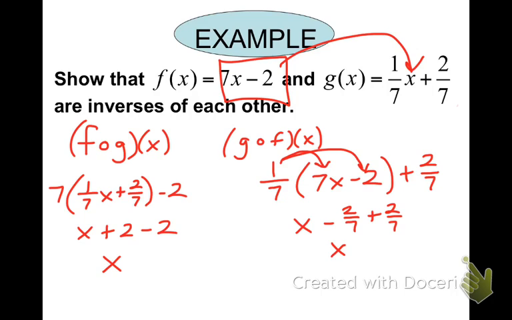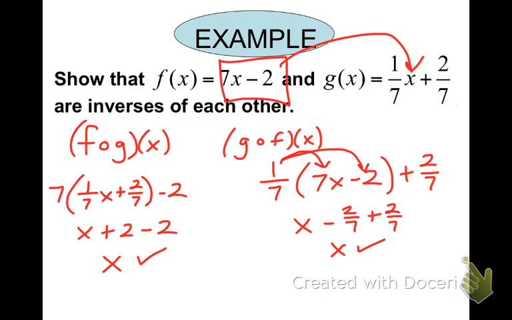They're both the same. And if any two functions are inverses of each other, they will always end with an x when you do the compositions of them. Doesn't matter what the functions are. If these guys are inverses of each other, when I do the composition of them both ways, it will simplify to an x. Doesn't matter what the function is.